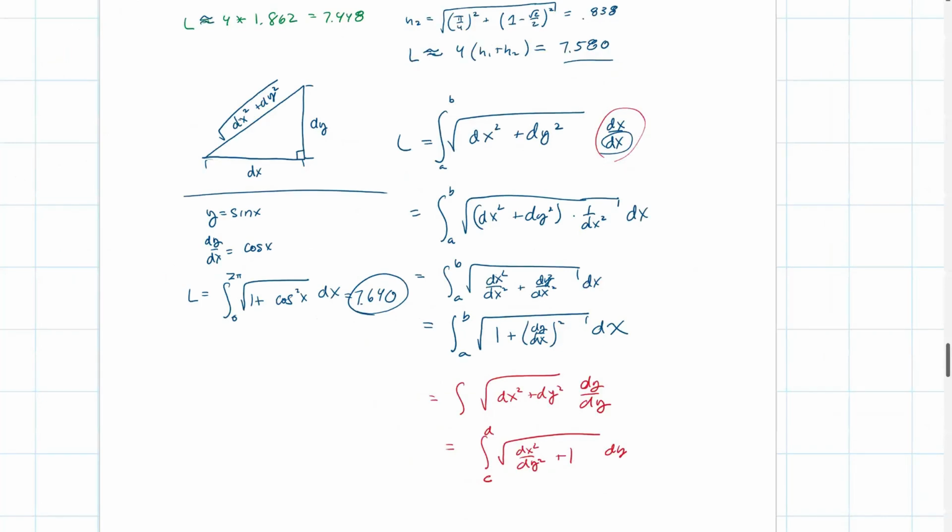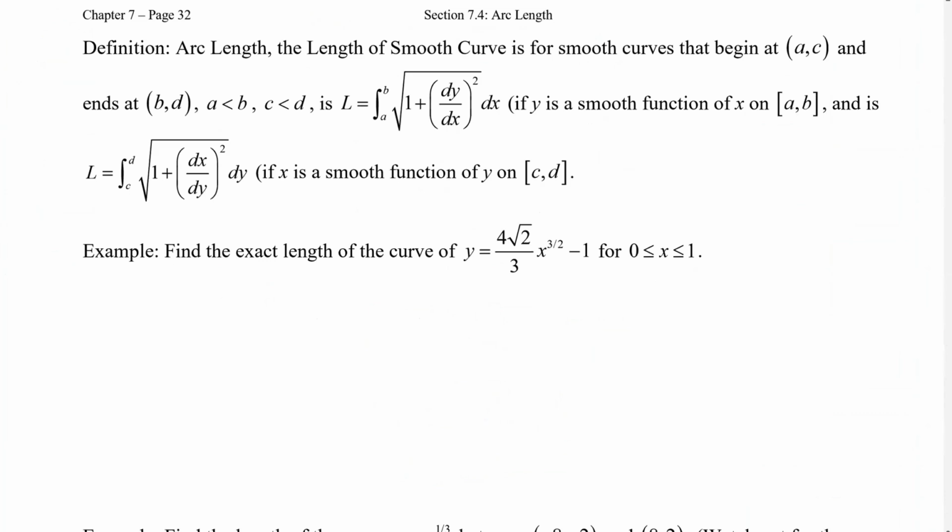Let's summarize this with our definition. If we have a piece of curve that goes from AC to BD, where A is less than B and C is less than D, then the arc length can be thought of as this integral from A to B with that integrand as we talked about earlier, if y is a smooth function of x, and we could do it in the y orientation if x is a smooth function of y.